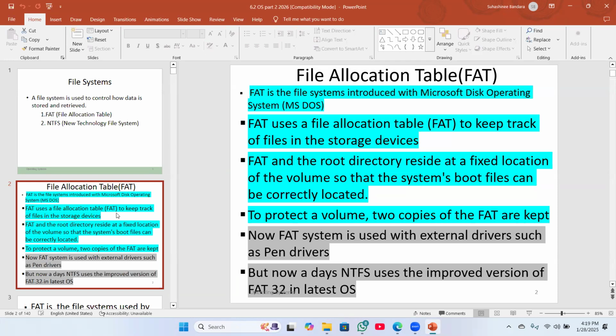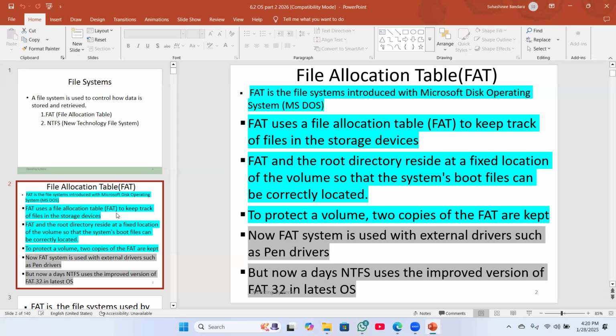So the FAT and the root directory reside at a fixed location of the volume, so that the boot files can be correctly located. So boot-up setups normally used FAT, but now we use the new technology, NTFS. Earlier we used FAT file allocation. So to protect the volume, two copies of the FAT are kept. If disk formatting or some problem comes, then to protect it, two copies are kept.